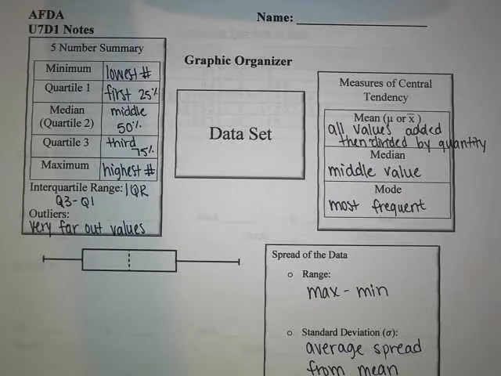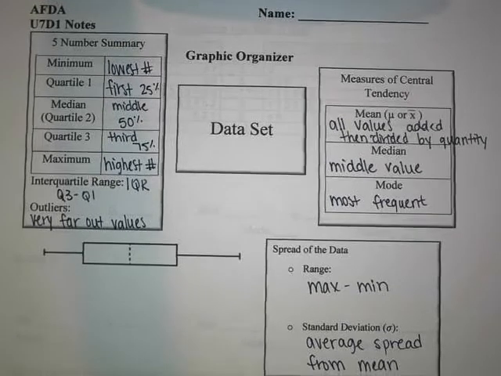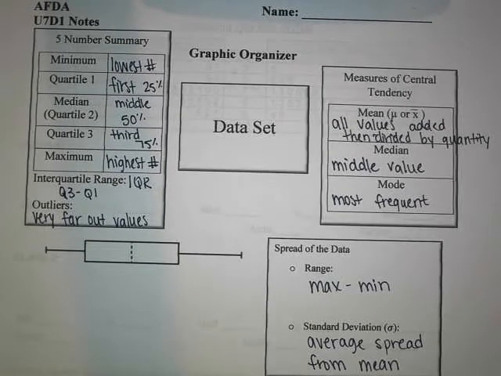Your median is your middle value, once they're in order from least to greatest, and your mode is the most frequent. All right, the spread of your data, the range is your max minus the min. Your standard deviation is your average spread from the mean. Okay, so let's take a look at this box and whisker plot.